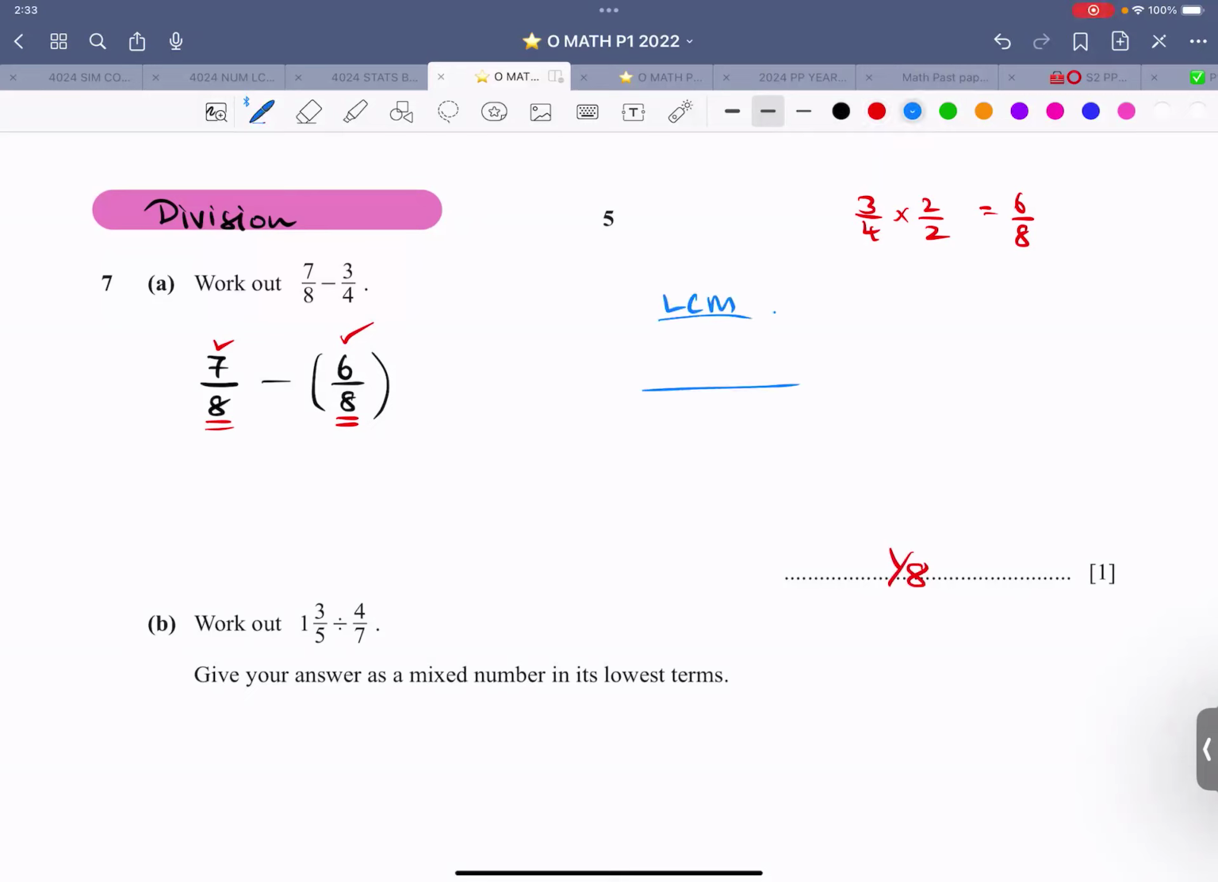So the LCM of 8 and 4 is 8. So 7 remains as it is. 8 divided by 4 is 2. 2 into 3 is 6. 7 minus 6 is 1. 1 over 8. That's the answer.